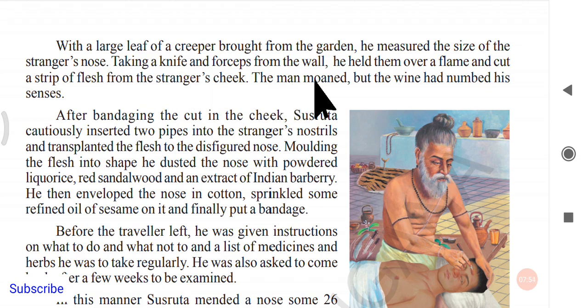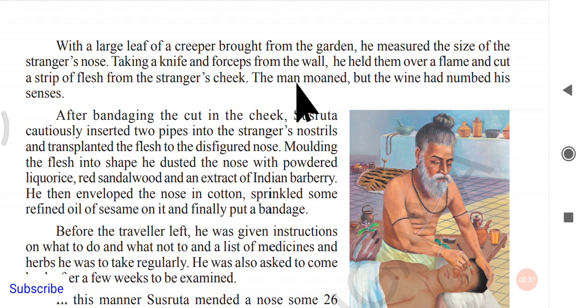So taking a knife and forceps from the wall, he held them over a flame and cut a strip of flesh from the stranger's cheek. So what did he do? After bringing the leaf, he kept it aside. He cut the leaf into the shape of the traveler's nose, and he also took forceps, in the sense of cutters, from the wall and held them over a flame. Why over a flame? There is a reason. If there is any bacteria, it will be killed by the flame. And he also cut a small strip of flesh from the stranger's cheek.